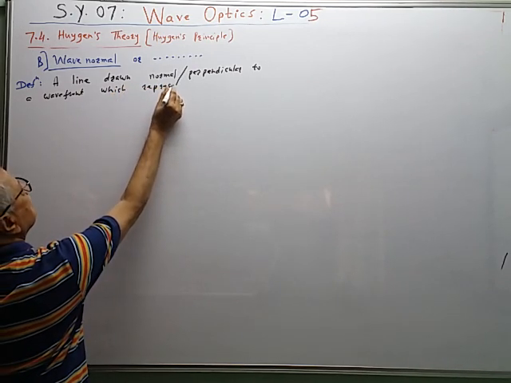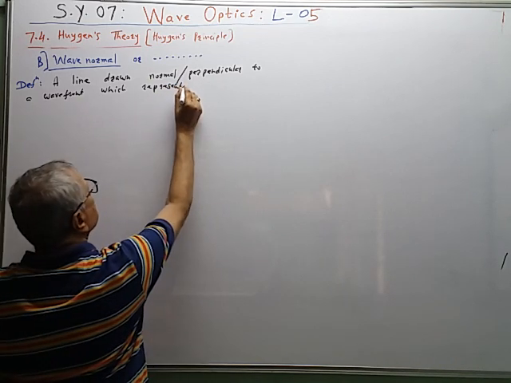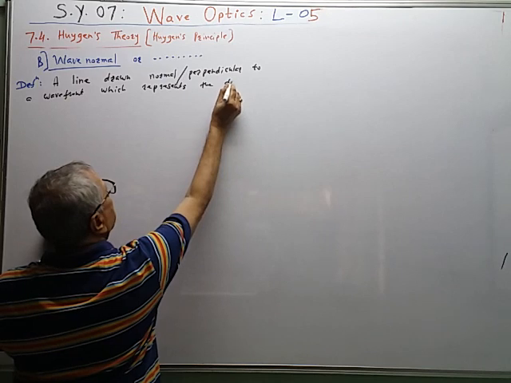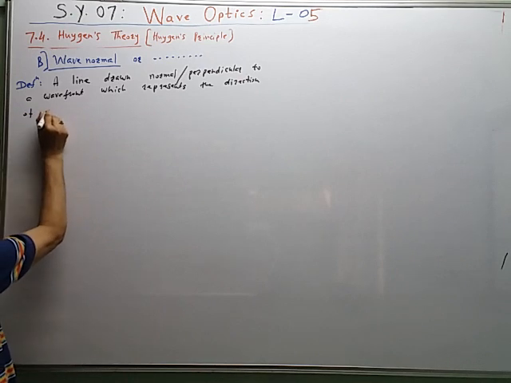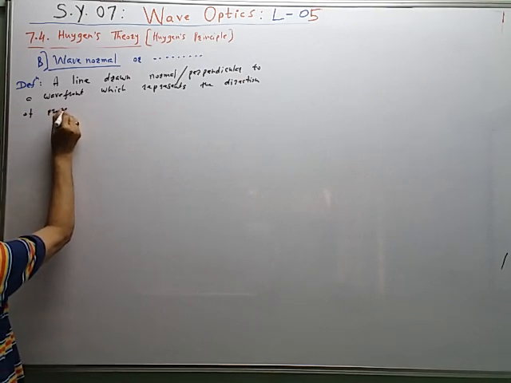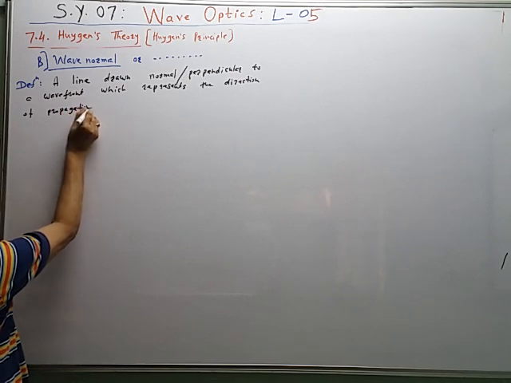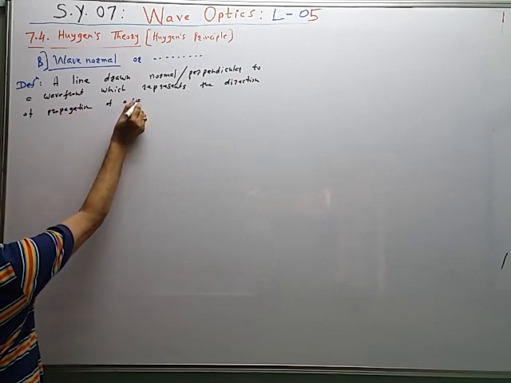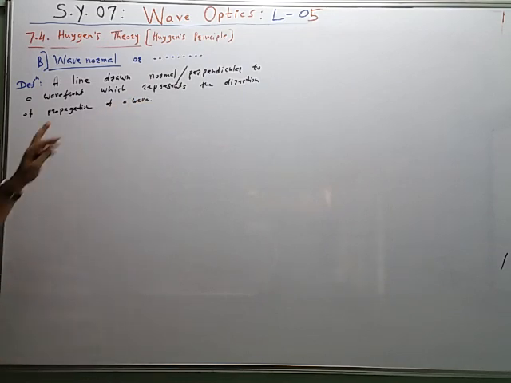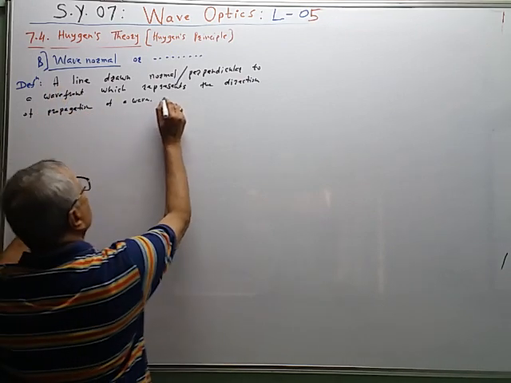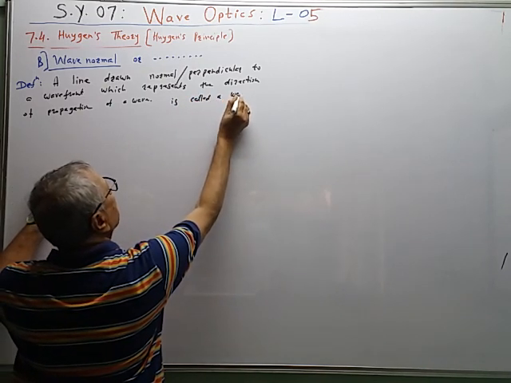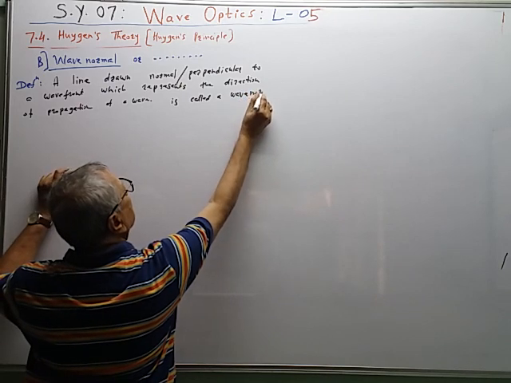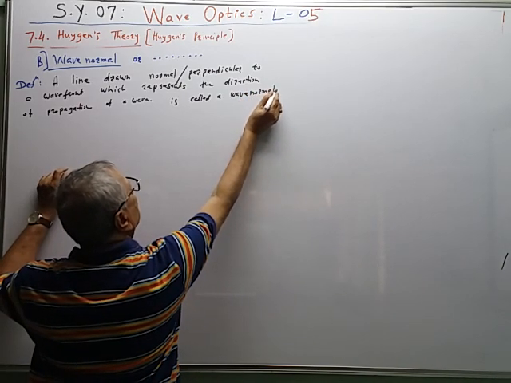It is always perpendicular to the wavefront, and what is the meaning of this? Which represents the direction of propagation of wave. Like this. A line drawn normal, perpendicular, to a wavefront which represents the direction of propagation of wave is called a wave normal.